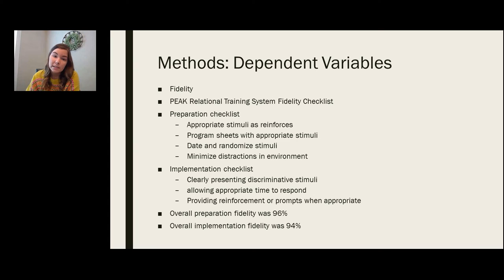And then our fidelity data was used. We used the Peak Relational Training System Fidelity Checklist that was 2-part. It had a preparation checklist and an implementation checklist. So the preparation checklist looked at: was the researcher able to identify appropriate stimuli as reinforcers, program sheets with appropriate stimuli, did they date and randomize the stimuli, and did they minimize distractions in the environment? And then they were rated on that.